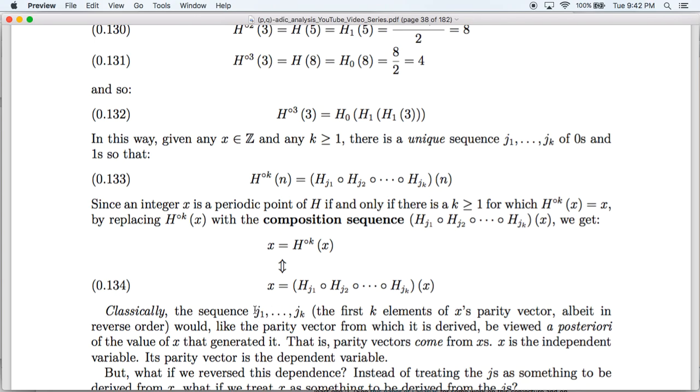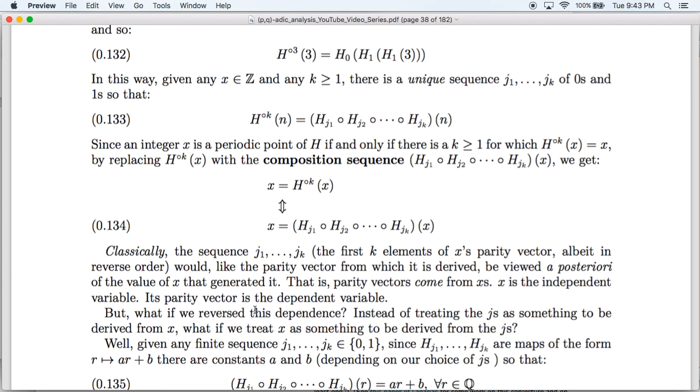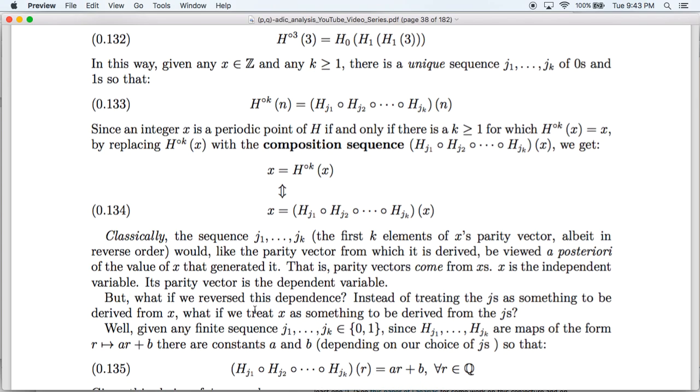Now, classically, the j's, which are the first k elements of x's parity vector, albeit written in reverse order, are viewed a posteriori of the value of x that generates it. That is, parity vectors come from a given x. X is the independent variable, its parity vector is the dependent variable that we get as a result. But what if we reverse this dependence? Instead of treating the j's as something to be derived from x, what if we treat x as something to be derived from the j's?